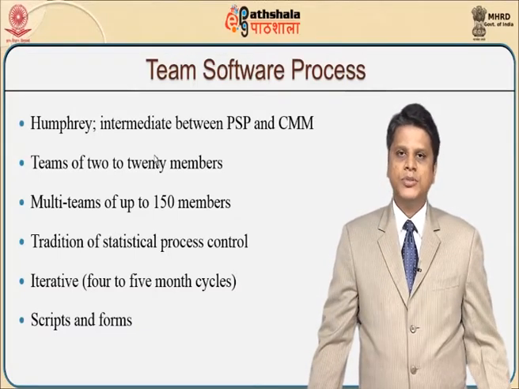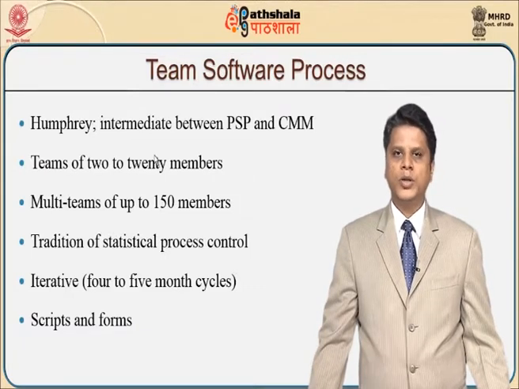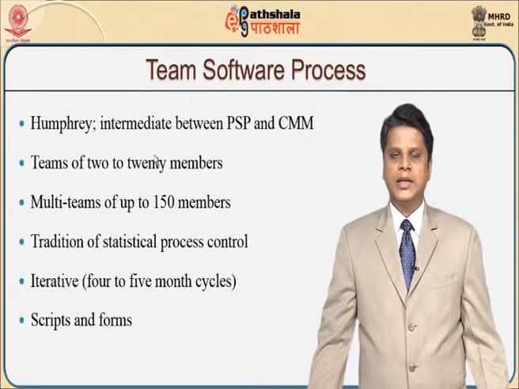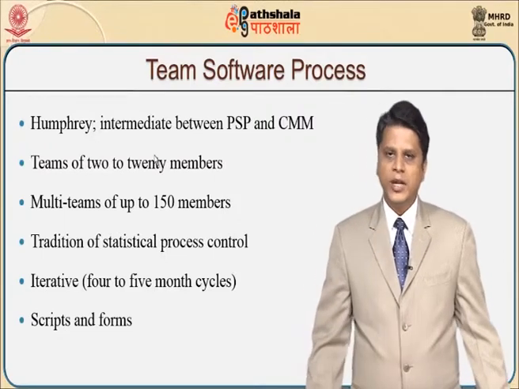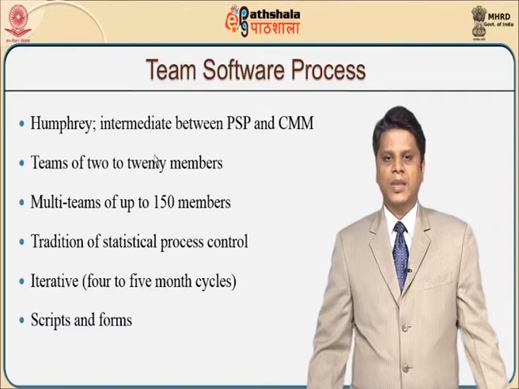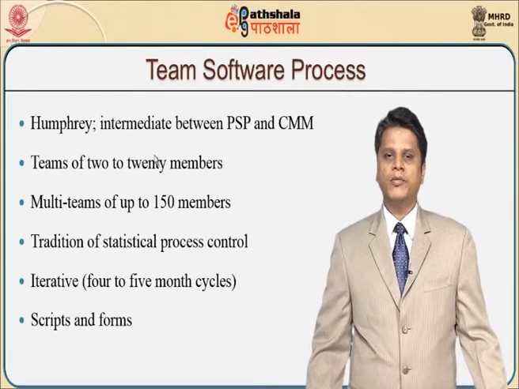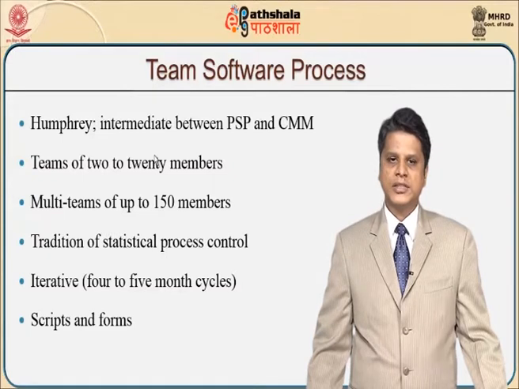This team software process has also been defined by Humphrey, who works for the Software Engineering Institute. He found that there needs to be a software process which has to be initiated between a person and the management. So, it is a team's responsibility, and typically the size of a team needs to be between 2 and 20 members. There can be multiple teams which can lead up to 150 members also, and there can be a tradition of statistical process control, which happens in an iterative process of 4 to 5 month cycles.